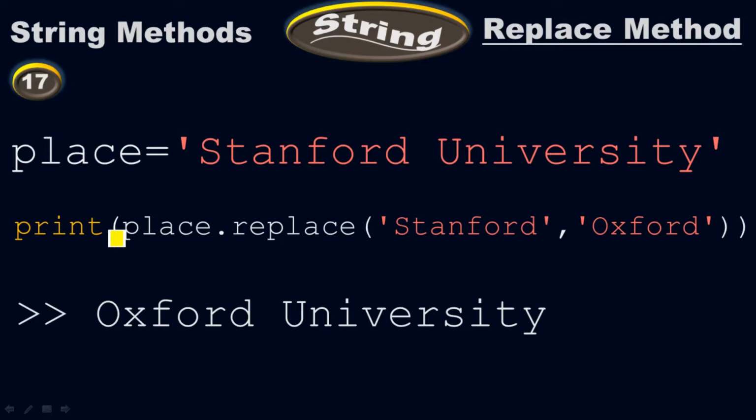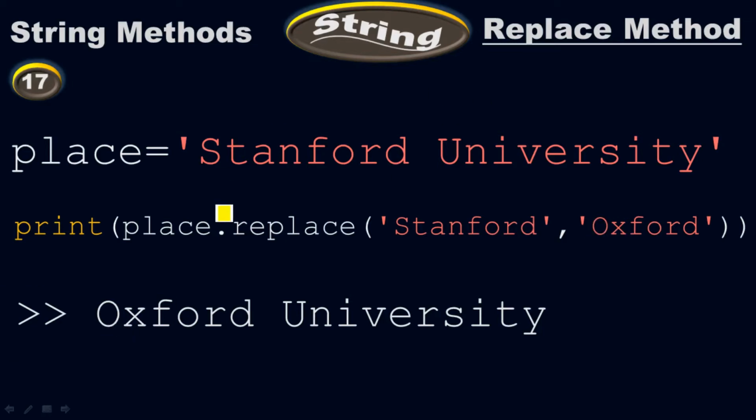Now here in print we apply the replace function. print of place. What is place? Place is the name of the variable. Whatever you have here, you just put it here and then dot replace of Stanford, Oxford. If you want to change Stanford to something, you have to put Stanford inside the quotes. I want to replace it by Oxford, so put Oxford in the second position, also inside the quotes.